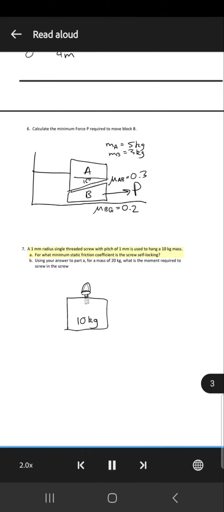7. A. A 1 millimeter radius single thread screw with 1 millimeter pitch is used to hang a 10 kg mass. For what minimum static friction coefficient is the screw self-locking? B. Using your answer from part A, for a mass of 20 kilograms, what is the moment required to screw in the screw?